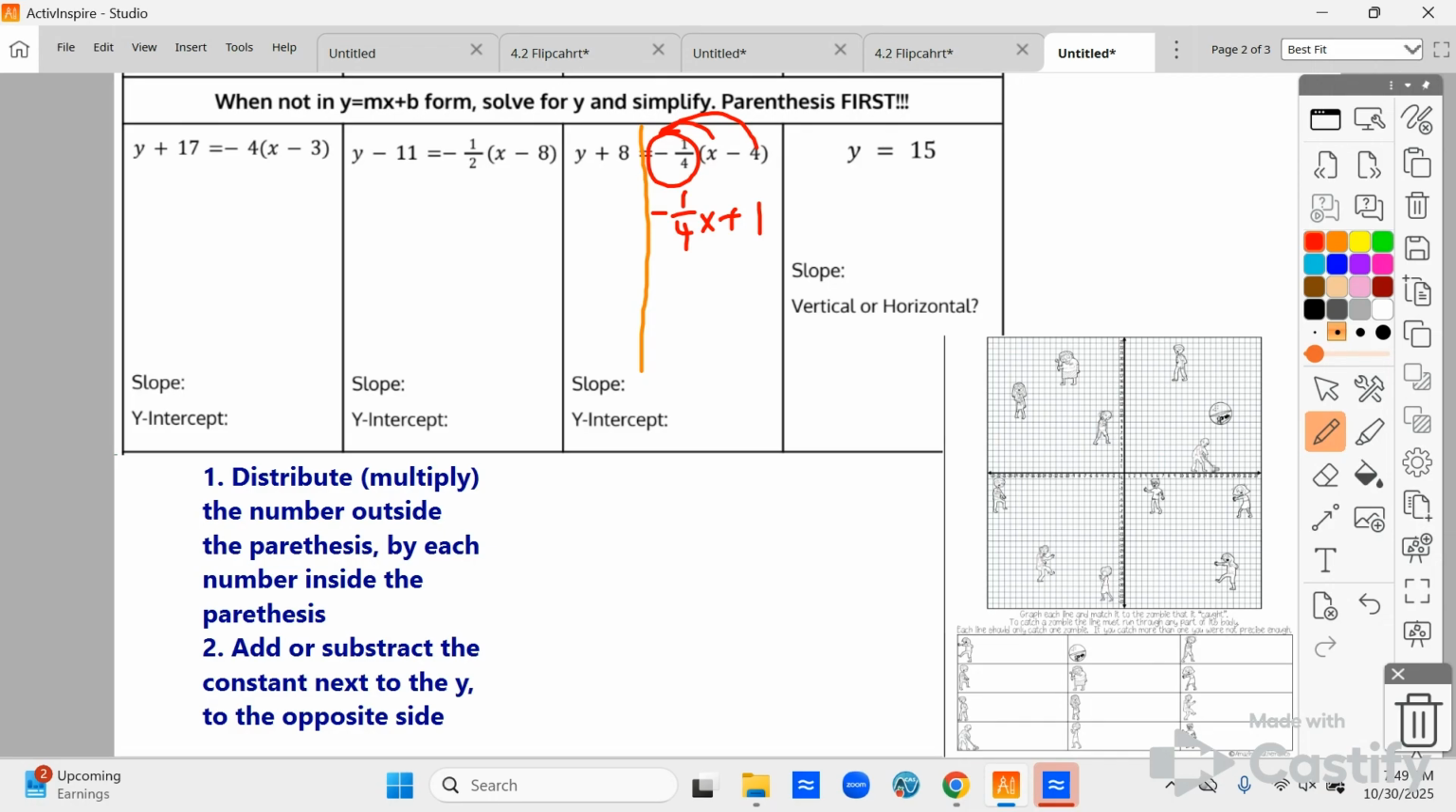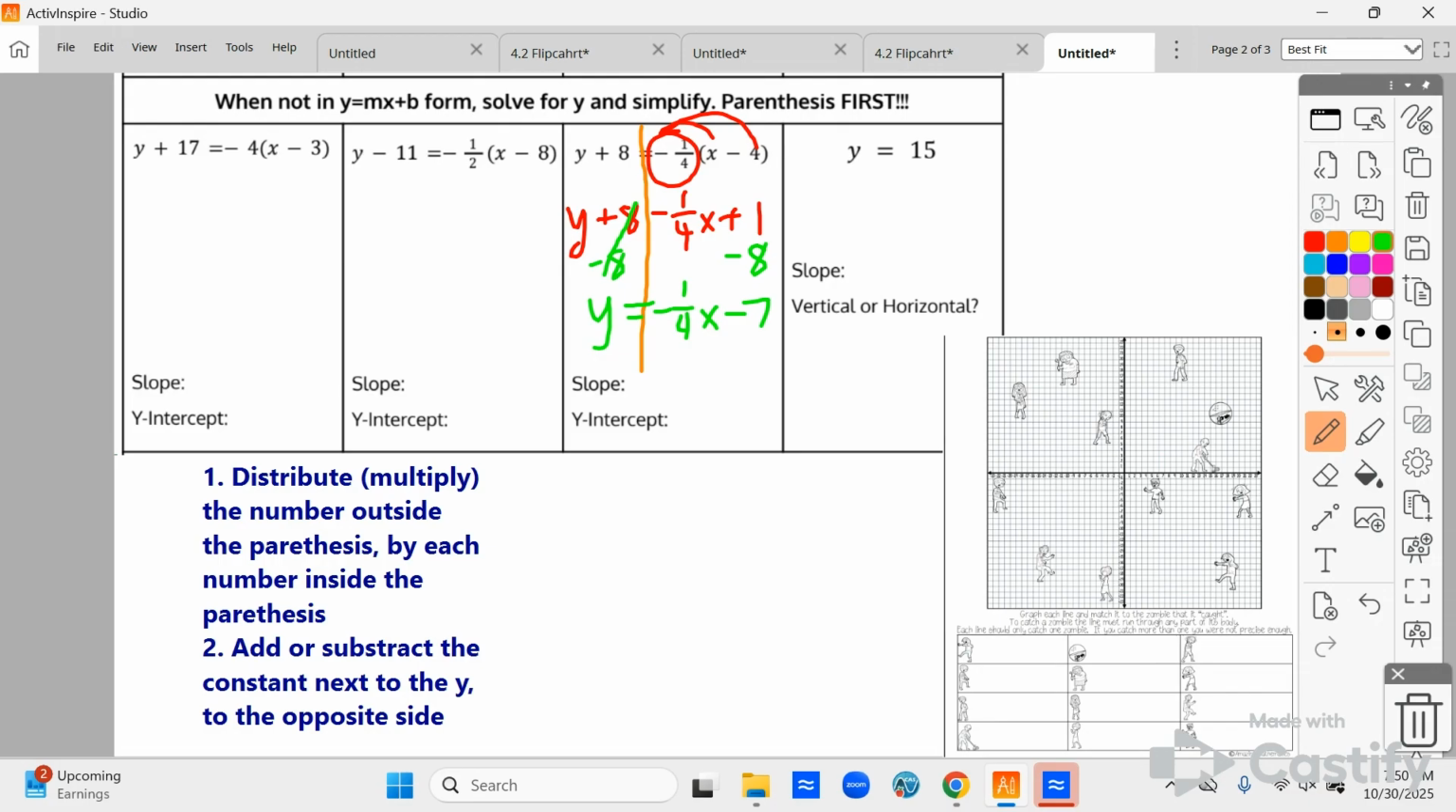That leaves us with y plus 8 equals negative 1/4 x plus 1. And then we're going to subtract 8 to the other side because that's our inverse operation. Now notice I'm only subtracting 8 from the 1 because I'm only working with the constants. So y equals negative 1/4 x, and then minus 7, because 1 minus 8 is negative 7.